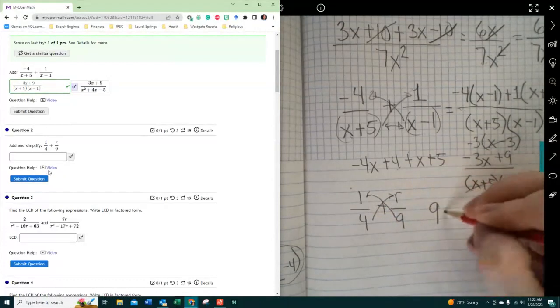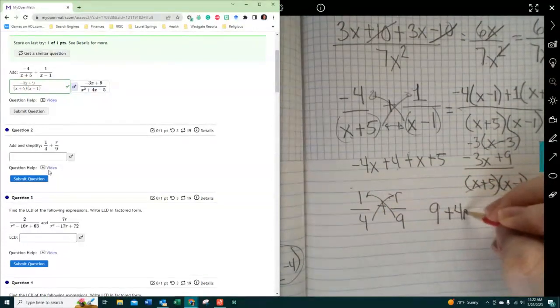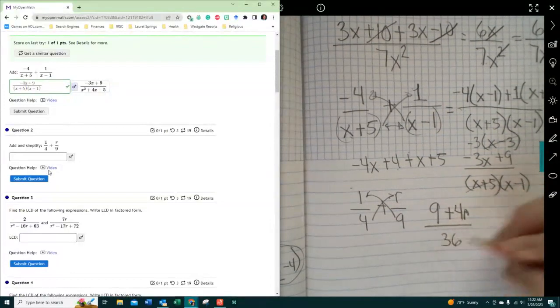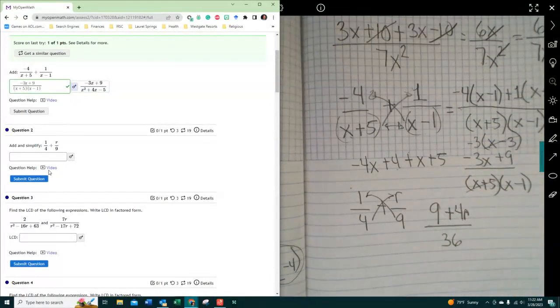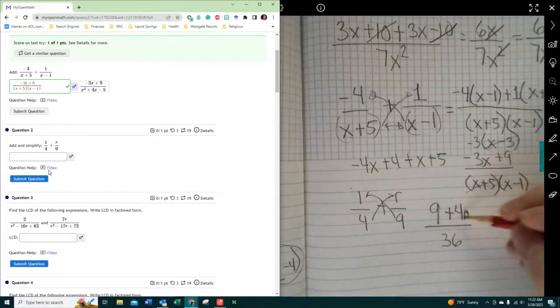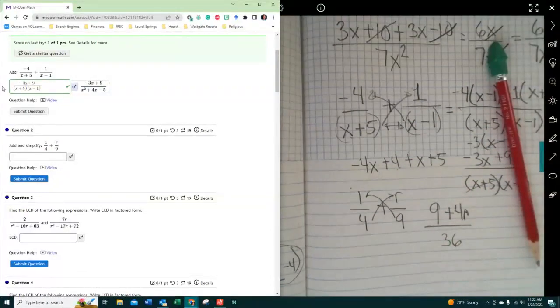I'm going to multiply that, it's 9, and then this is going to be positive 4r over 36. And then when we're doing that, okay, we have the ability to bring them together. Now, we can't factor anything out here, and not a single value can go into each of those. So we just leave it as that as our answer.